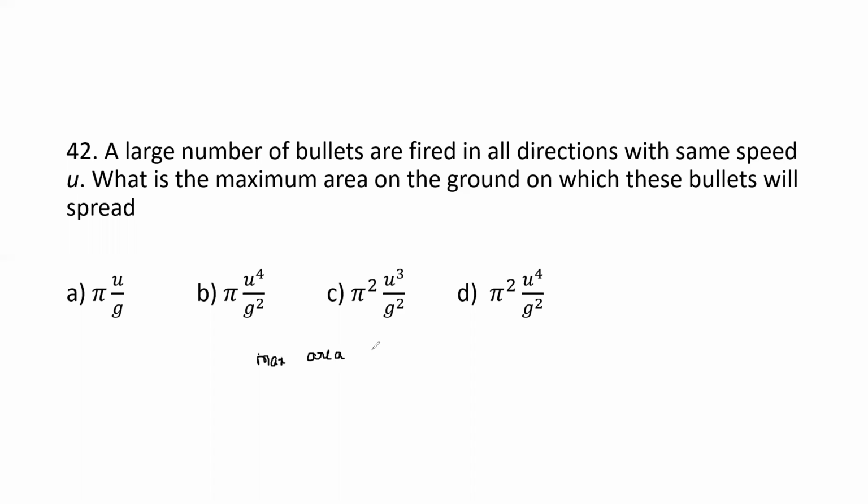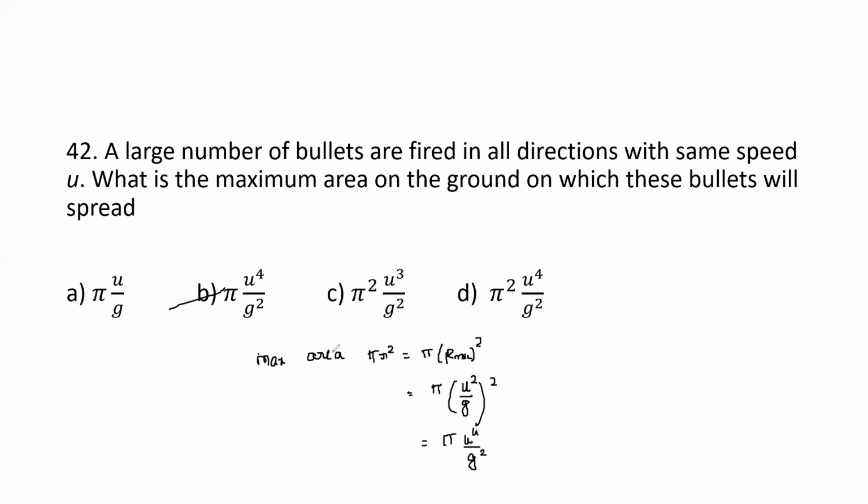So the maximum area is taken as pi r square, which is equal to pi into r max whole square. When r is maximum, it is u square divided by g, and this is whole square. So that is nothing but pi into u raised to 4 divided by g square. Therefore theta is equal to 45 degrees. So the correct option is pi u raised to 4 divided by g square, option B.